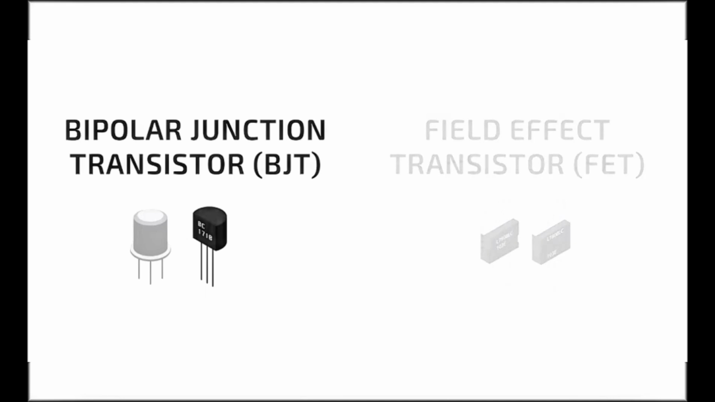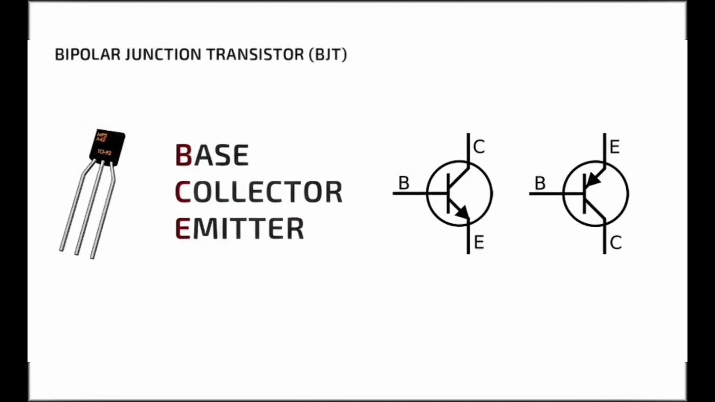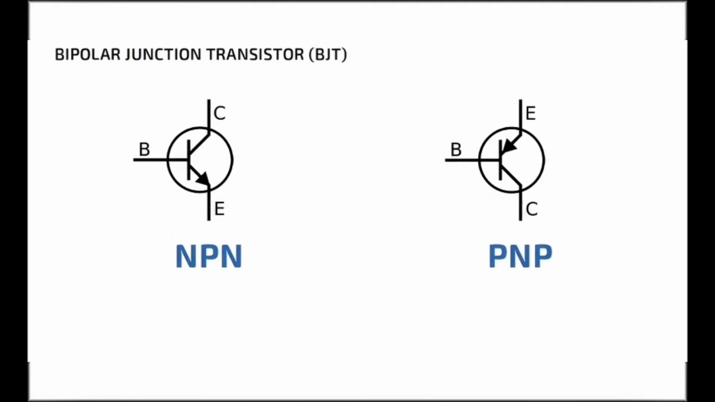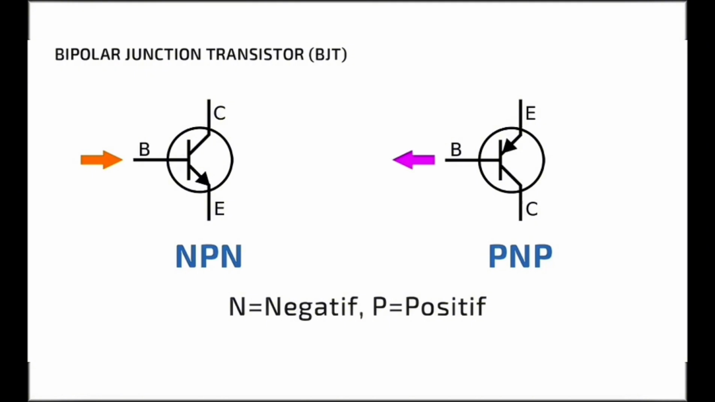BJT transistor generally has three legs: base, collector, and emitter. This type of transistor is also divided into two categories, NPN and PNP. N here is negative and P is positive. So for NPN transistor, the base is positive, and for PNP, the base is negative. The use of NPN and PNP depends on the application applied. In NPN transistor, the current enters the base leg that controls the transistor, while in PNP, the control is the current coming out of the base leg.